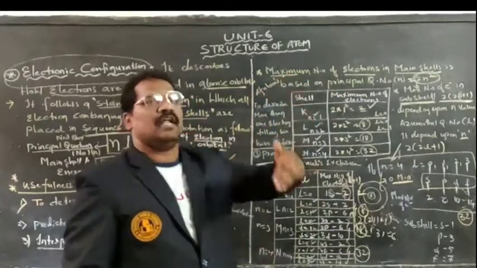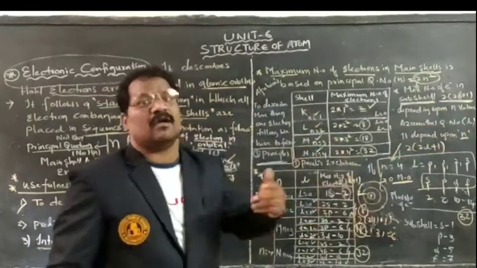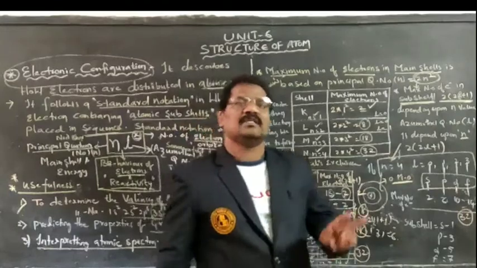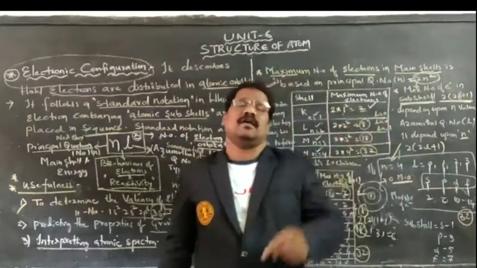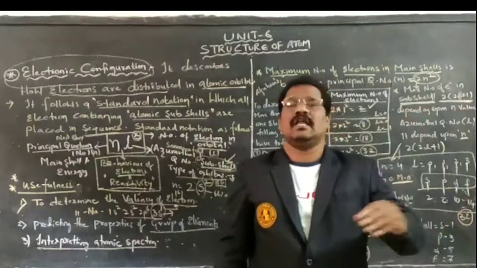In that way, electrons will be accommodated into suborbitals depending upon 3 principles, that is Pauli's, Aufbau, as well as Hund's rule. We'll discuss these principles in a later class.